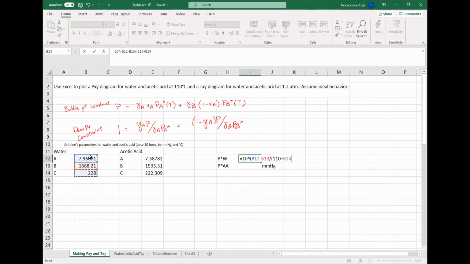And when I want to substitute a value that I already have in another cell, I can just click on the cell and it'll import that value for me. Now I need to close out the parentheses that is on the denominator, and I also have to close out the parentheses that is the exponent of the 10. So that gives me my vapor pressure of water in millimeters of mercury. I'm going to do the same thing for the vapor pressure of acetic acid: 10 to the power of A minus B divided by T plus C.